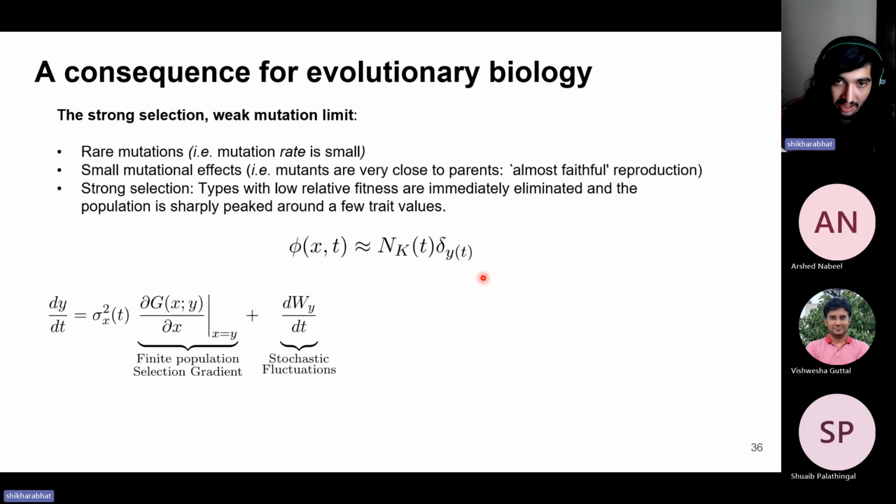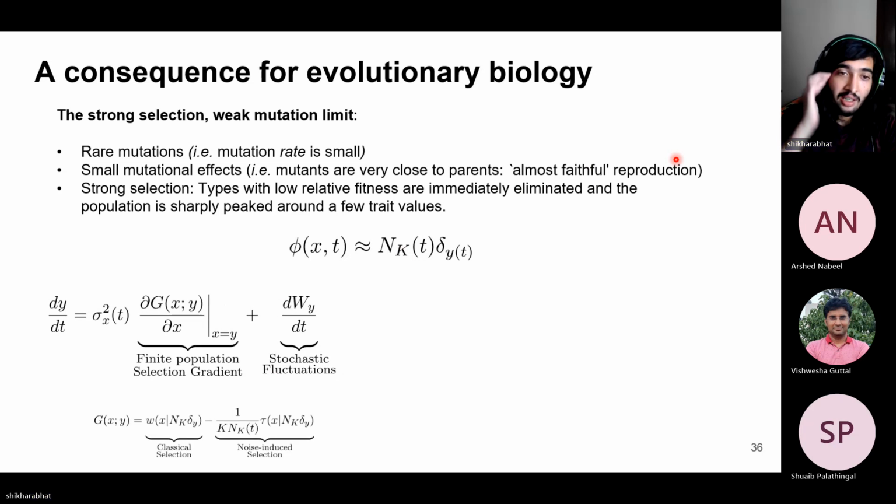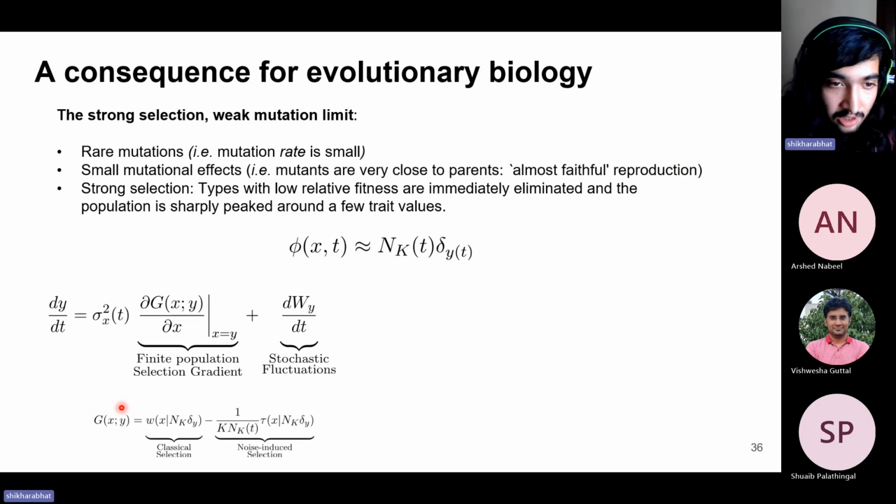It says that how y_t changes is given by the standing genetic variation, which I denoted sigma square x, times some gradient, which I've called here the finite population selection gradient, and I will tell you what this is, plus something describing stochastic fluctuations. This first term, ∂g/∂x, is the derivative of something I've denoted g of x given y, and it is calculated the following way.